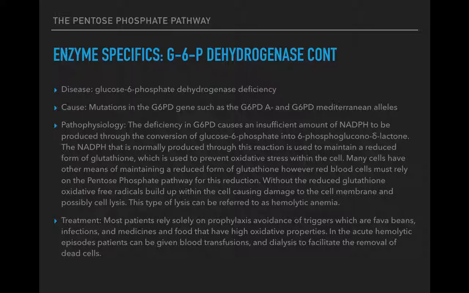The treatment for this kind of disease is mainly prophylaxis, avoidance of triggers, which are fava beans, infections, and medicines or foods that have high oxidative properties. In the acute form of hemolytic episodes, patients can be given blood transfusions and dialysis to facilitate the removal of dead cells.